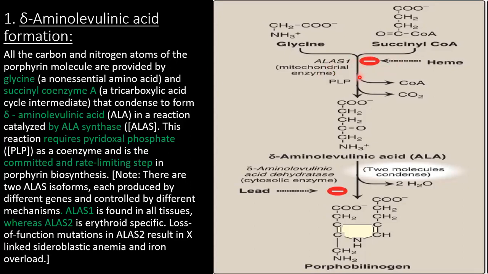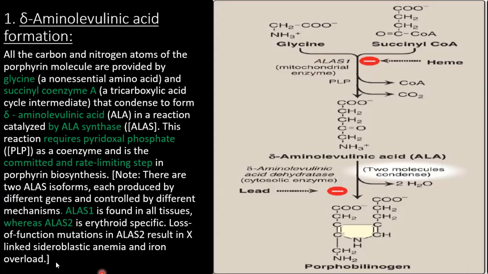Then the two of them are combined, a reaction catalyzed by aminolevulinic acid synthase, okay? And there are two types. We have ALAS, which is the abbreviation of aminolevulinic acid synthase. ALAS1 is found in all tissues, but mainly in the liver. ALAS2 is found in the erythroid producing cells, in the erythroid tissue. Now, ALAS1 is regulated by heme or hemin, the oxidized form of heme, and ALAS2 is usually regulated by iron.